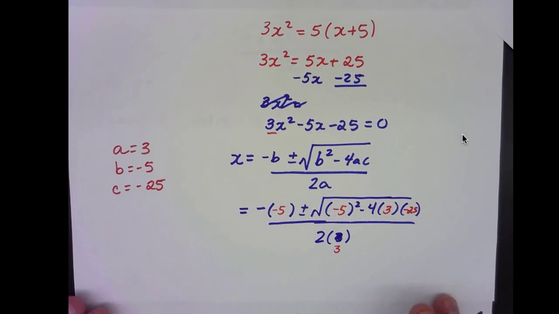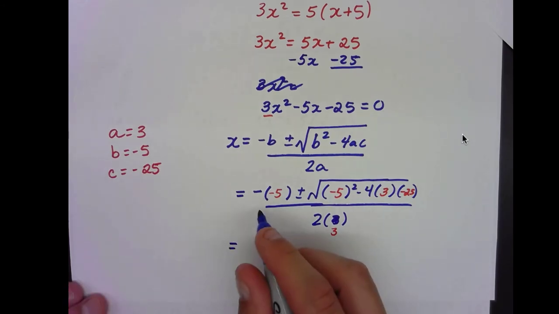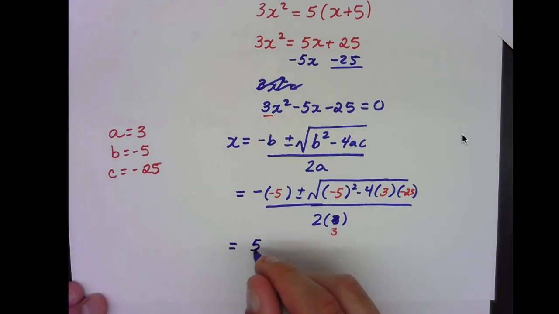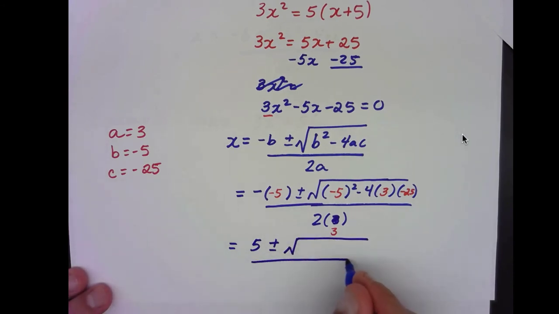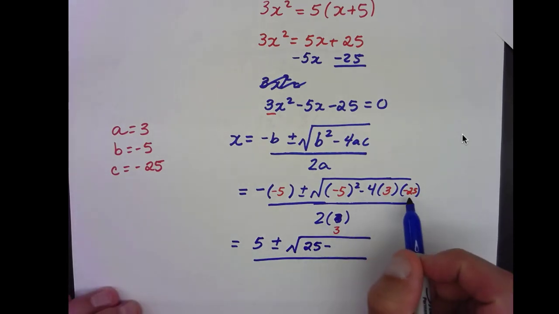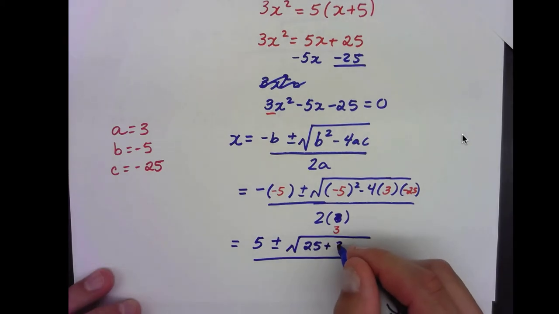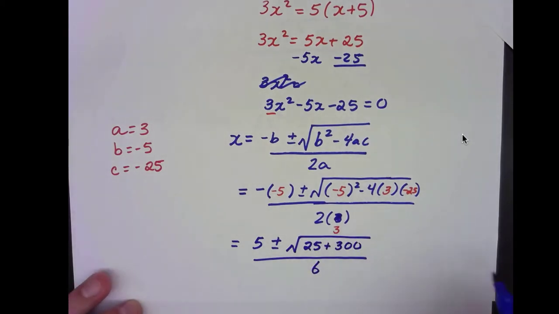Okay, so it looks like we're going to have some imaginary solutions here on our first example. No. So the opposite of negative 5 is 5, plus or minus the square root of 25 minus 4 times 3 times negative 25. Oops, and I spoke too soon. Minus the negative, this is going to be plus 300. Okay, all over 6. So almost done here.